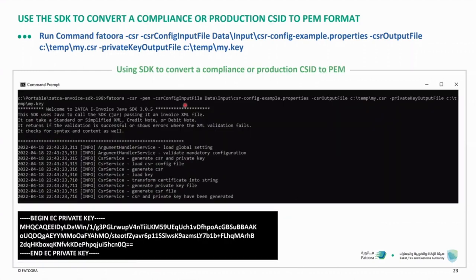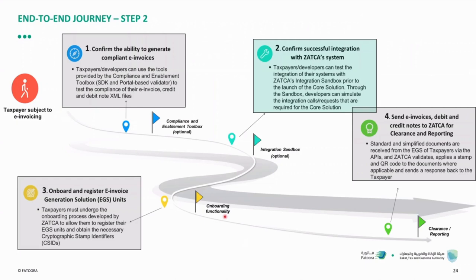Again, we have a sample here of how to convert a compliance or a production CSID to PEM format. Basically, we're going to run this command, we're going to receive this response in the command line, and then finally, this is the actual EC private key output that we're going to receive. So this concludes step 1 and how you'll be able to test your XML files, whether in an offline or an online manner.